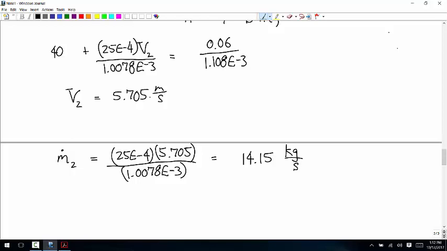And at the exit, well, we know that that's equal to 40 plus 14.15, so that's 54.15 kilograms per second. Any questions about that one? Yeah, I'll give you that one. That's the only one you'll use for mass flow rate.